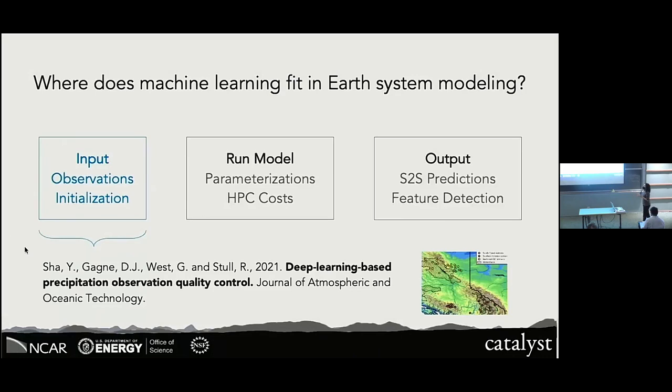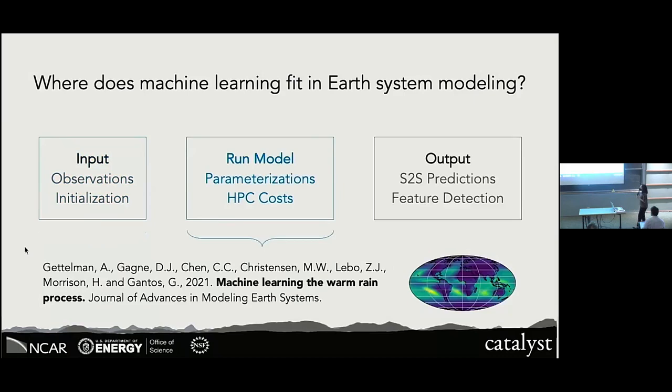Here I have an example paper that was recently published this year in JTECH, an AMS journal, on deep learning for observation quality control of precipitation over mountainous terrain.